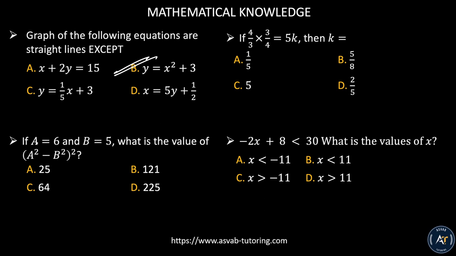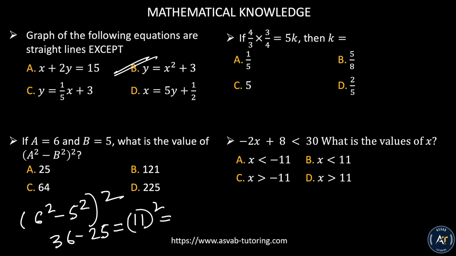Next question, if a equal to 6, b equal to 5, what is the value of a squared minus b squared, and then parenthesis whole squared, right? So let's do that. So a is what? A is 6, so 6 squared minus 5 squared and then whole squared. So 36 minus 25 equal 11 squared. So if you simplify that, 11 times 11 is 121. So that is the correct answer.